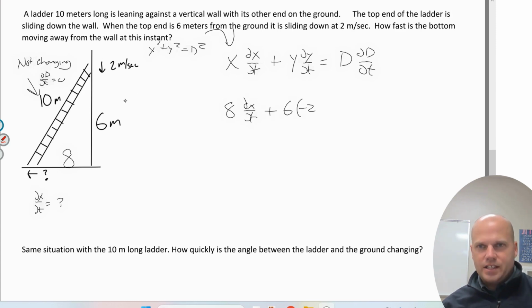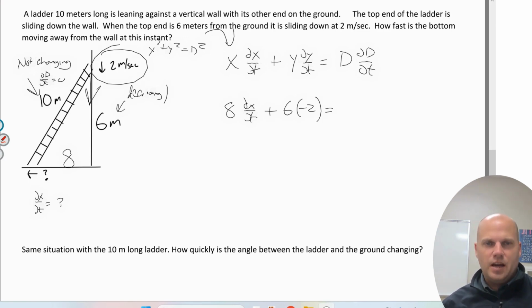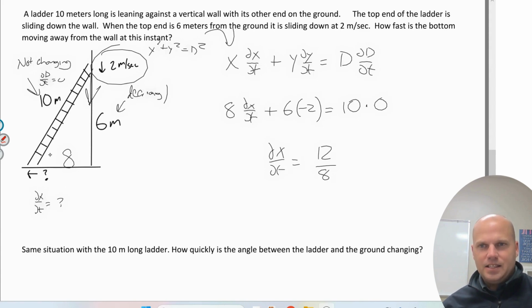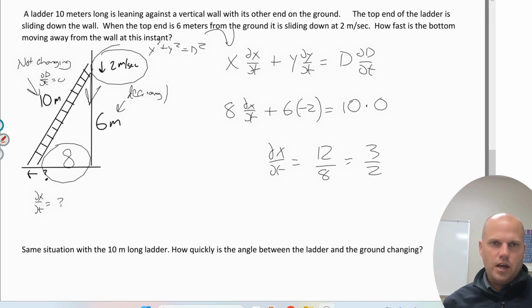The y distance is decreasing because the ladder is moving downward. The y distance is decreasing. I put dy/dt is negative 10 times 0. So dx/dt will equal 12 eighths. The x distance is increasing. So we get 3 halves of a meter per second.